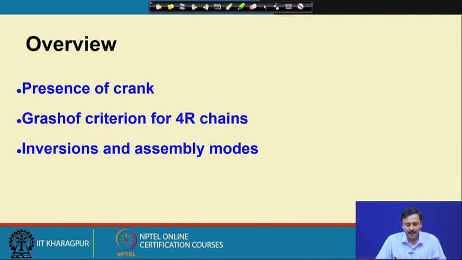So, for this we have what is known as the Grashof criterion. We are going to look at the Grashof criterion for 4R chains today, and then we will go to inversions. So, I will tell you what inversions are and assembly modes of mechanisms.